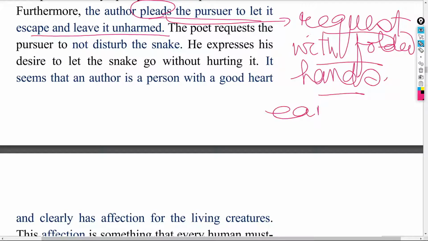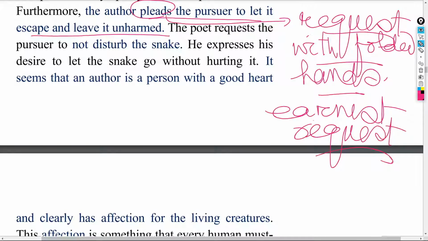Okay, earnest. An earnest request is a plea. And particularly lawyers who go to court, advocates, what do they do? Pleading the case of a particular person. The poet requested the pursuer not to disturb the snake. He expresses his desire to let the snake go without hurting it.